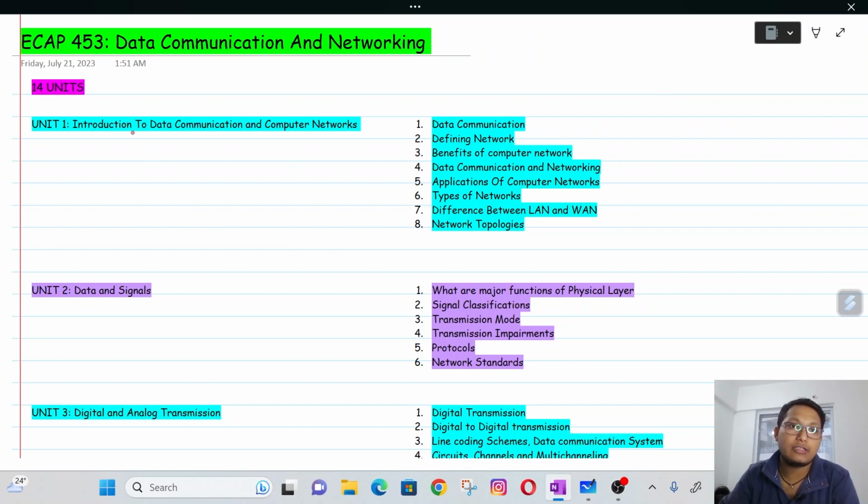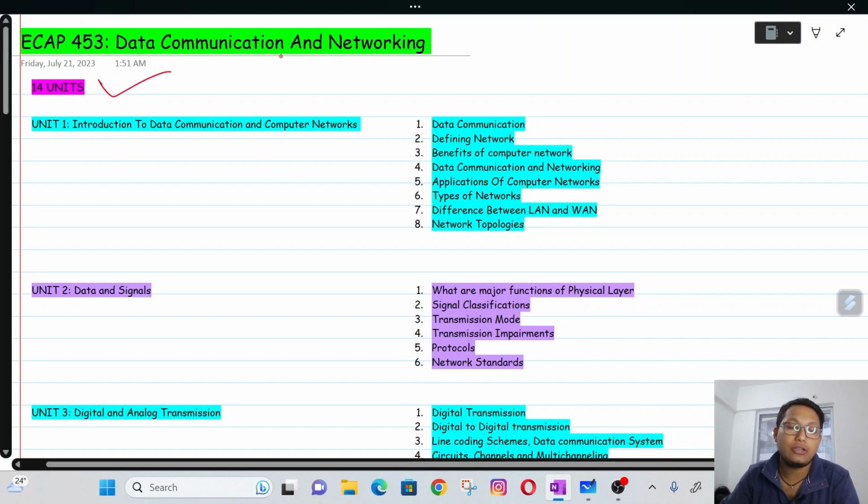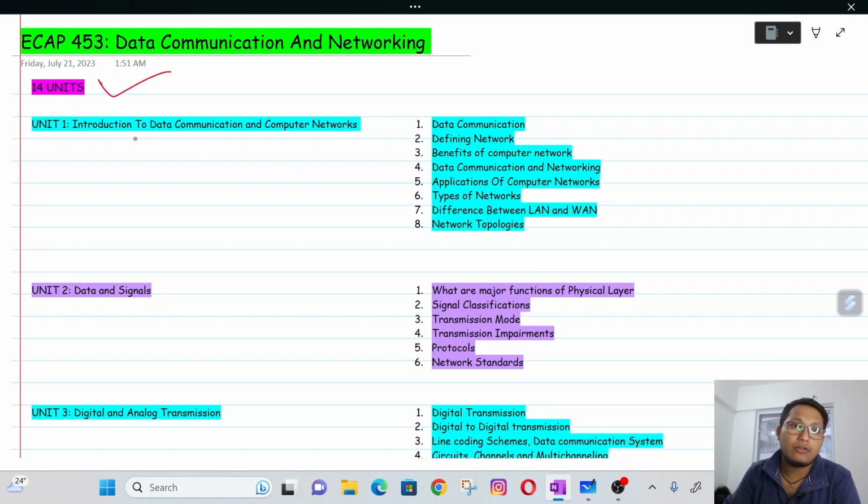There are 14 units in data communication and networking. The first unit is all about introduction to data communication and computer networks. It's the first topic and there are 8 subtopics inside it. So the first topic comes from data communication. What is data communication? Data, defining network, benefits of computer network, data communication and networking, applications of computer networks, types of networks, difference between LAN and WAN, network topologies. In unit 1, it is all about introduction to data communication and computer networks. These are the 8 subtopics.